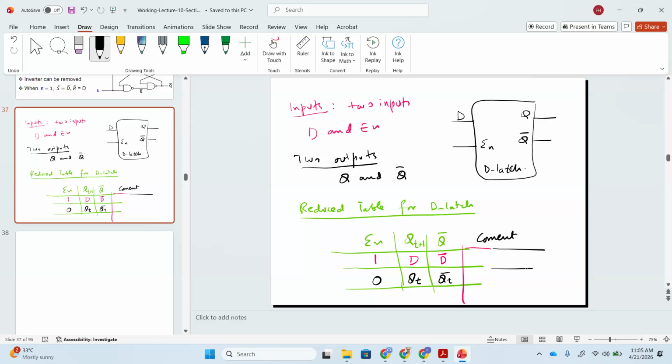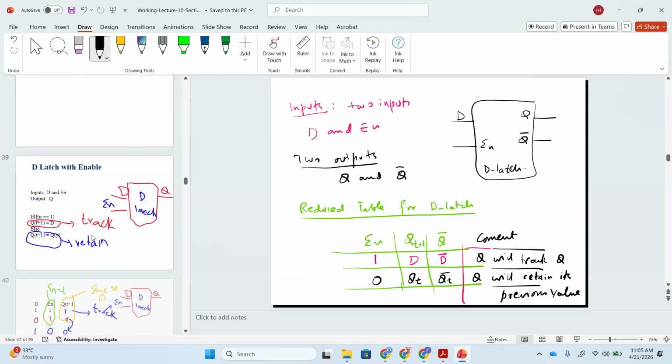So it means that if enable is equal to 1, Q will track D. And if enable is equal to 0, Q will retain its previous value. Any question? Is it clear or not clear? So this is how the table looks.